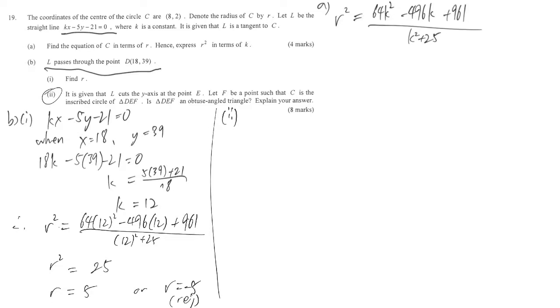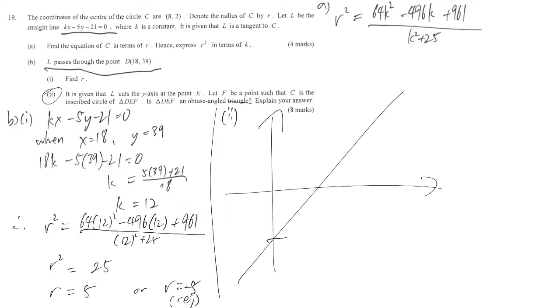First, L cuts the y-axis at point E, and then you can easily find out that L should be something like this with a positive slope, and then the intercept is negative 21 over 5. So they say this is point E. F is a point such that C is the inscribed circle of DEF.